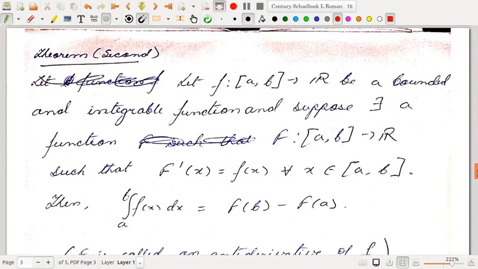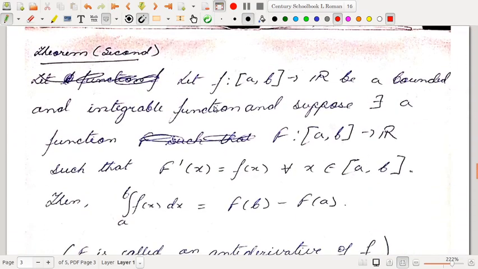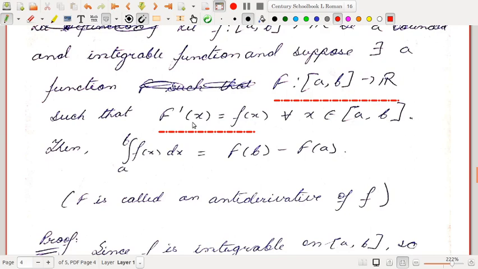Okay, and the second theorem states that let f from [a,b] to R be a bounded and integrable function, and suppose that there exists a function F from [a,b] to R such that F dash x equals f(x) for every x. That means the derivative of capital F is small f, right? Then the integral from a to b of f dx is F(b) minus F(a).